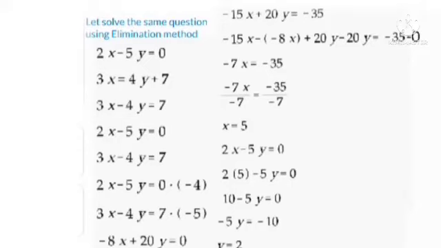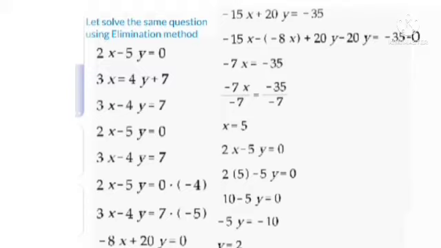So now we are going to solve the same question using the elimination method. You see, the beauty about the elimination method is it is a lot faster and it is shorter. So if, for example, you are dealing with a theory question, I will most of the time advise that you use the elimination method, because it is a lot faster.